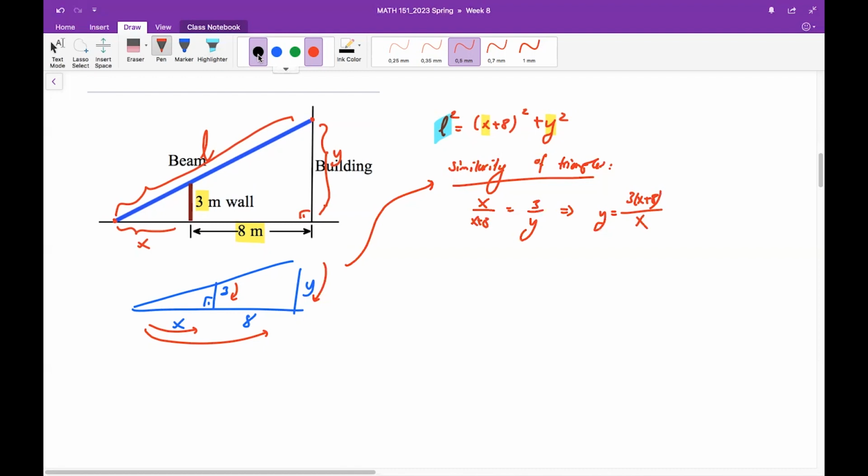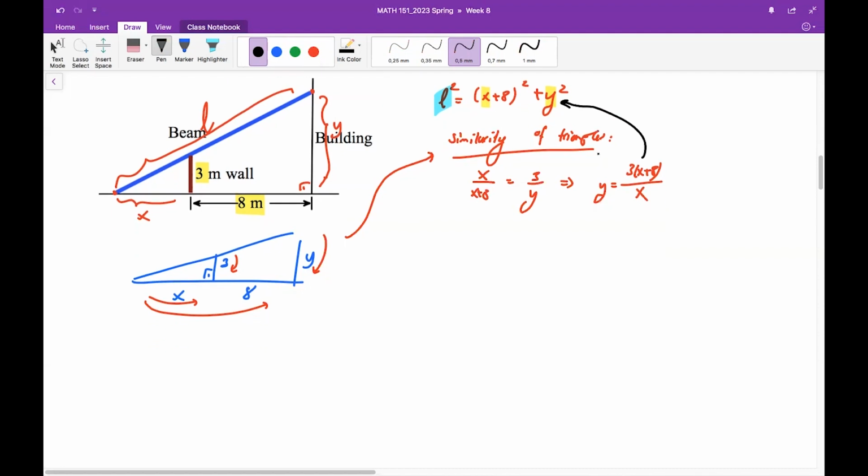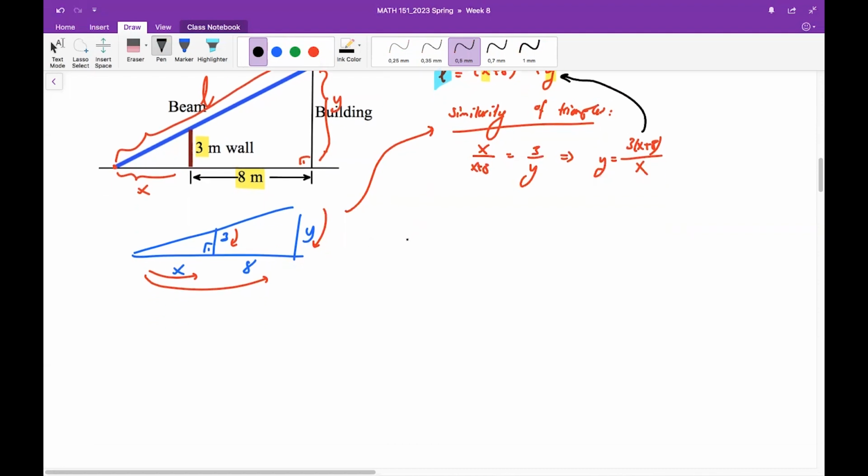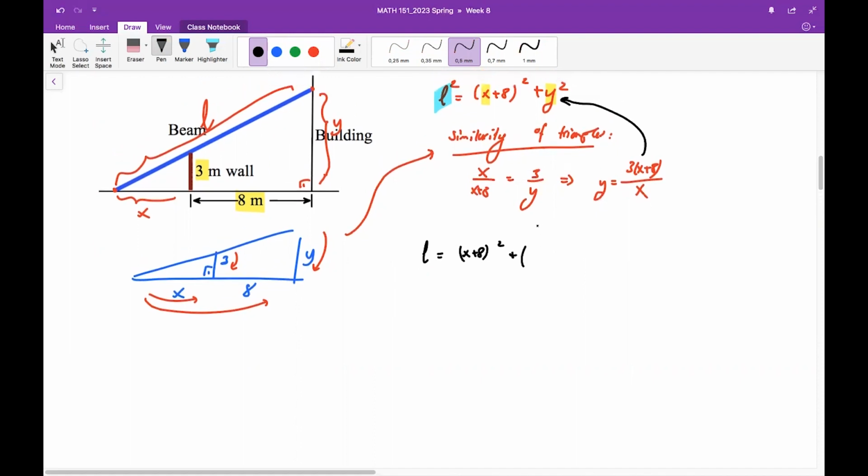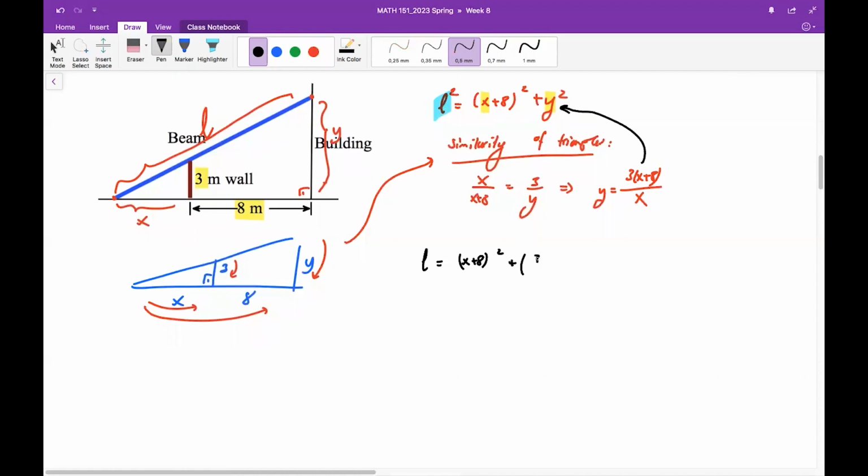You see, by inserting this value to here in your formula, you can eliminate y, and then L will just depend on x. Okay, let's insert it. Then the function L becomes (x plus 8) squared plus this square, which is inserted for y. Okay, like that. Now, this is a valid form to optimize because it just depends on a single variable.